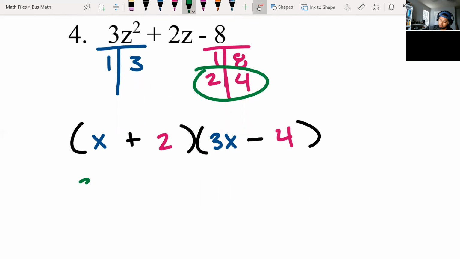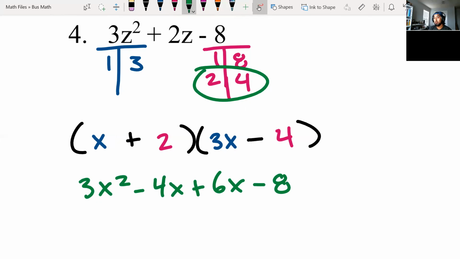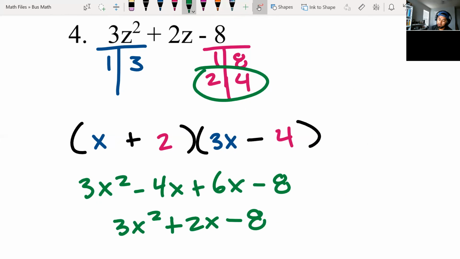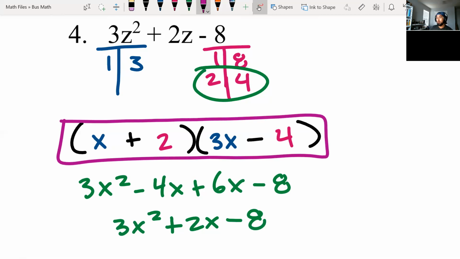Let's check. 3x squared minus 4x. Sorry, I'm not going with the same variable, but you guys get it, right? I should have just made these all x's. Plus 6x minus 8. Combine like terms. 3x squared plus 2x minus 8. Does this look like the one above? Yes, sir. Look at that. We got it. Just x's instead of z's. All right, not bad.